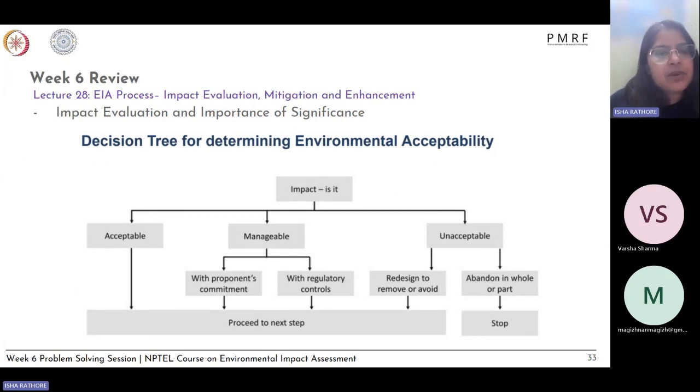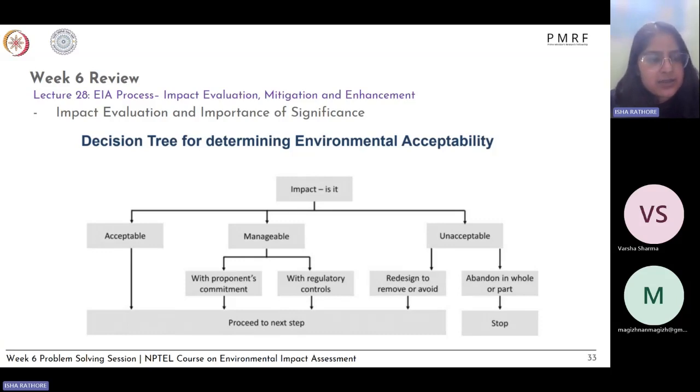Then moving on to lecture 28, we looked at the EIA process: impact evaluation, mitigation, and enhancement. Here we first look at impact evaluation and the importance of significance. This is a decision tree for determining whether there is environmental acceptability of a mitigation strategy. First is whether there is an impact. For example, let's consider water as one of the environmental parameters which the development project is affecting, and let's say the impact is water pollution.